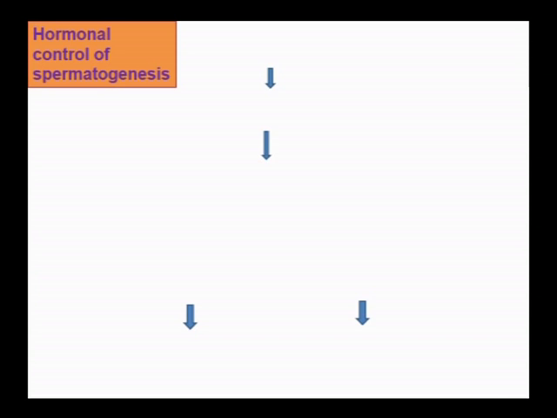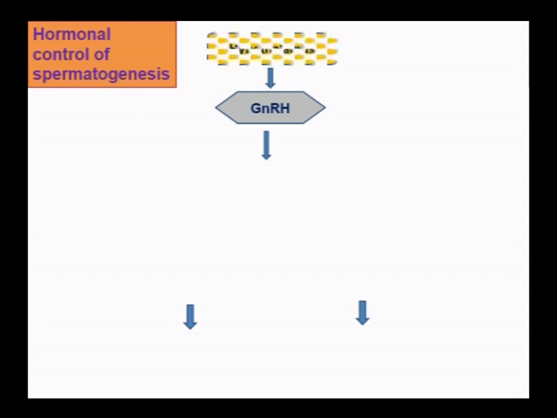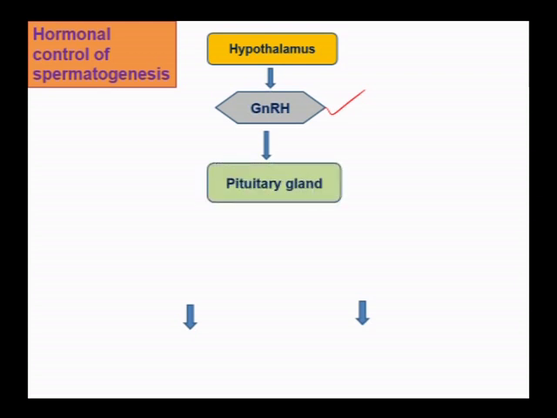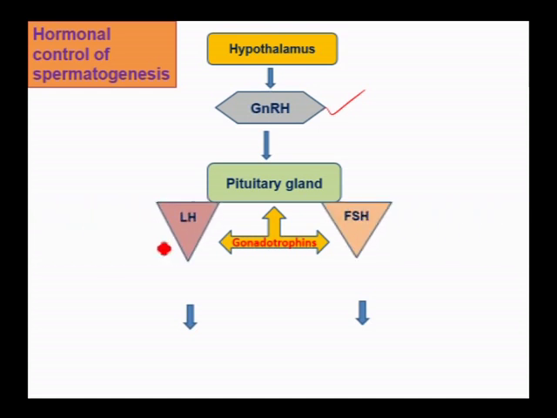So coming to hormonal control of spermatogenesis. Spermatogenesis is under the control of gonadotrophin releasing hormone secreted by the hypothalamus. Gonadotrophin releasing hormone acts on the anterior lobe of the pituitary for the secretion of two gonadotrophins, namely LH and FSH. LH is luteinizing hormone and FSH, follicle stimulating hormone, is also a gonadotrophin. LH and FSH both are said to be gonadotrophins because they act on gonads.